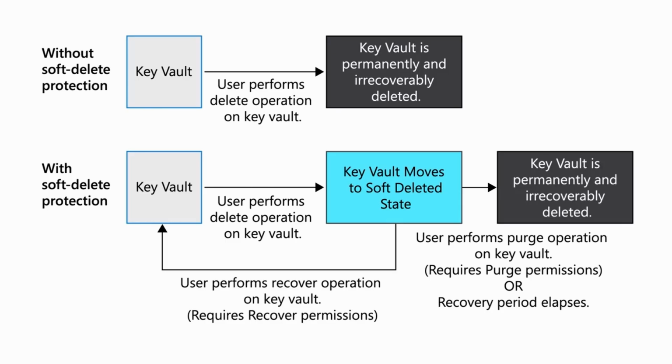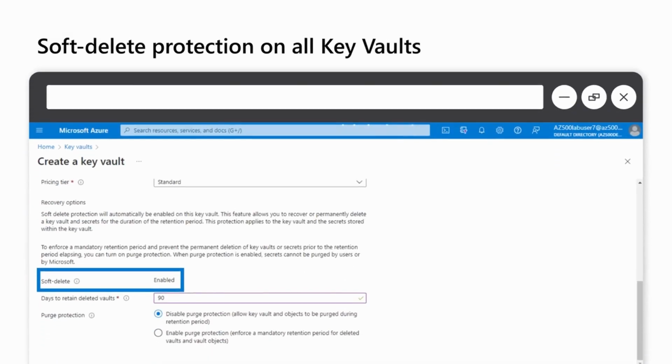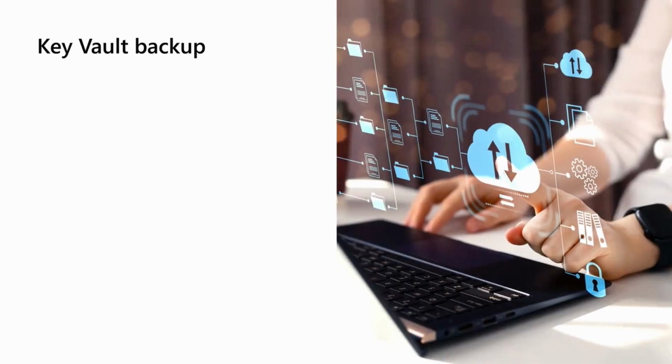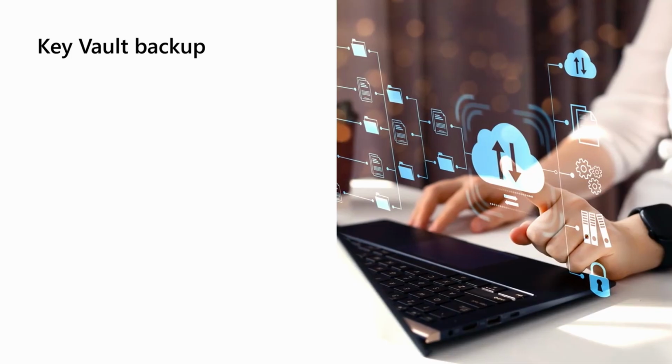In the soft delete state, an object will remain recoverable for a configurable period of 7 to 90 days. The default recovery period will be 90 days if no configuration is specified. By default, Microsoft now enables soft delete protection on all Key Vaults, and users will no longer be able to disable soft delete. Next, let's look at the second feature, Key Vault Backup.